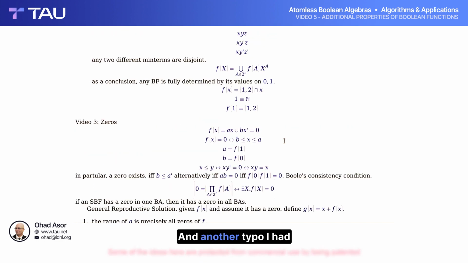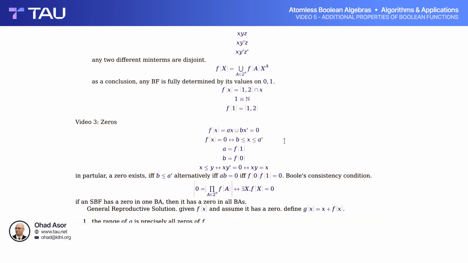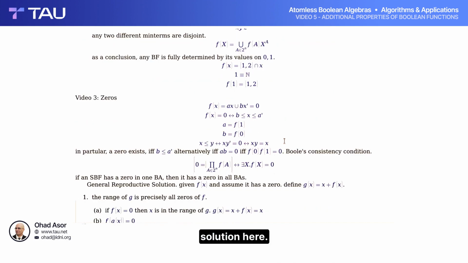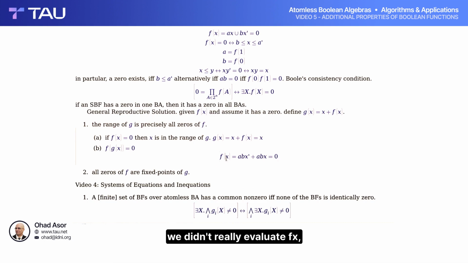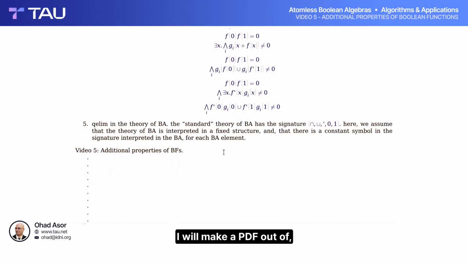And another typo I had is in the general reproductive solution here. We didn't really evaluate fx, but x plus fx, which is actually f of g of x. I will make a PDF out of this document, and it will be available to the viewers of this video.